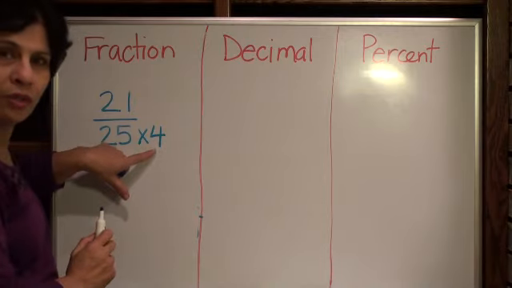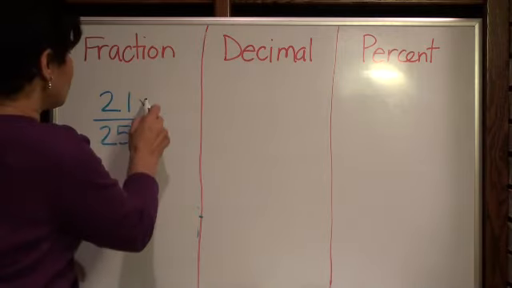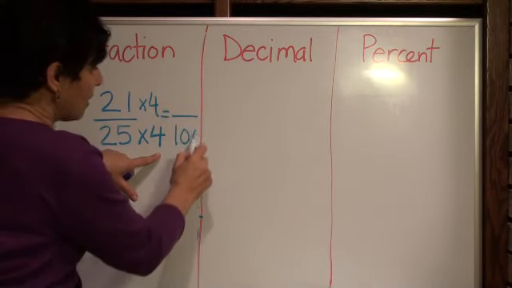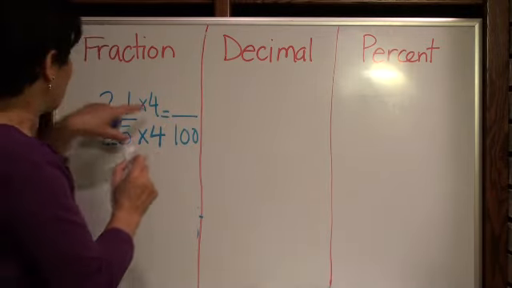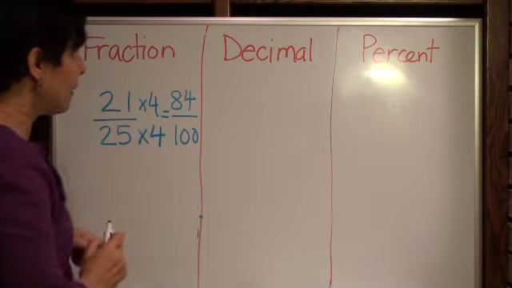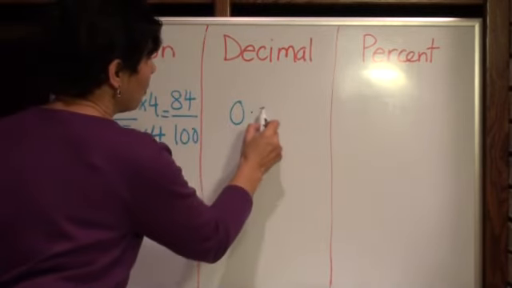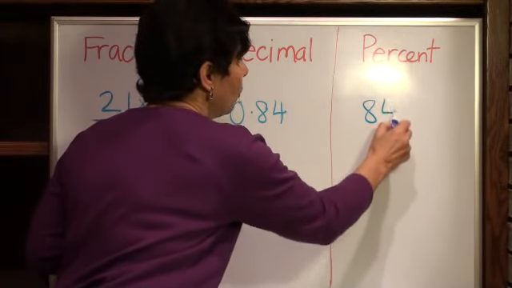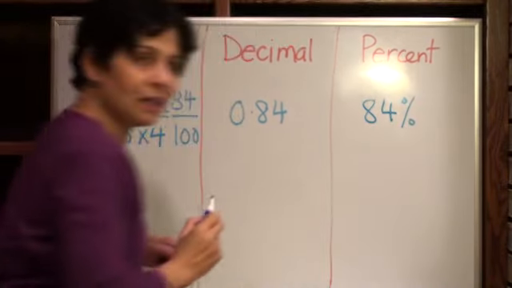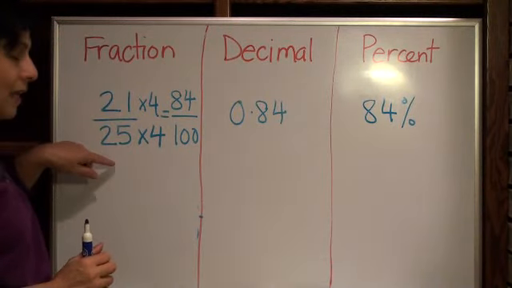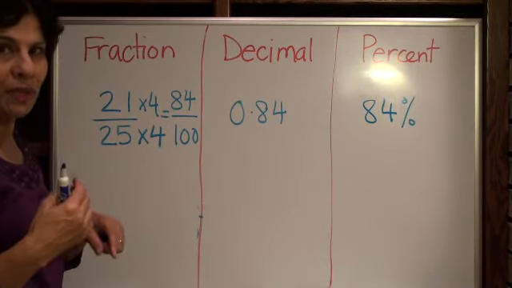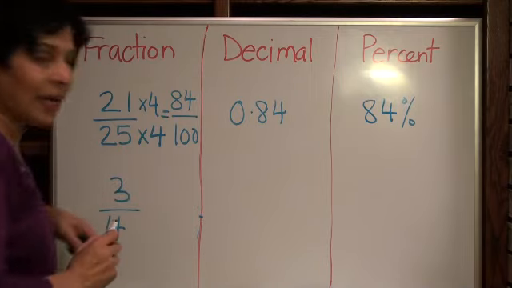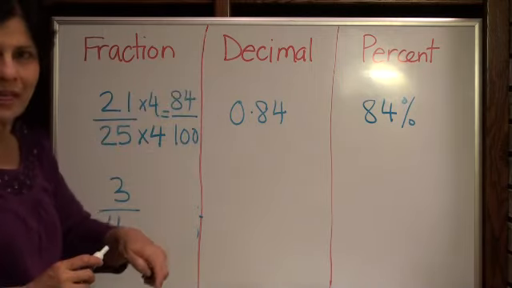Again, whatever we do to the denominator, we must do to the numerator. What's the new fraction? 100 on the denominator and then 84 on the numerator. So our decimal is 0.84 and our percent then is 84%. Easy. Now let's do the opposite of this. Now this time our denominator is going to be 4. Let's say it was 3 over 4 and you had to figure out the decimal and the percent.